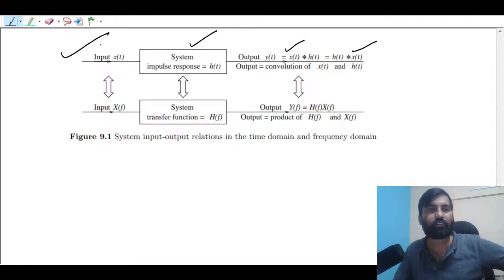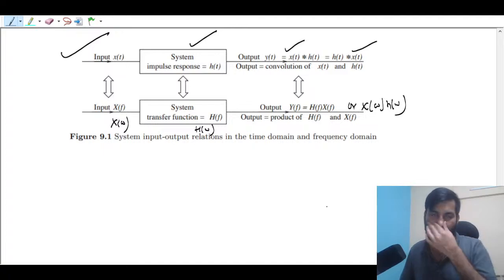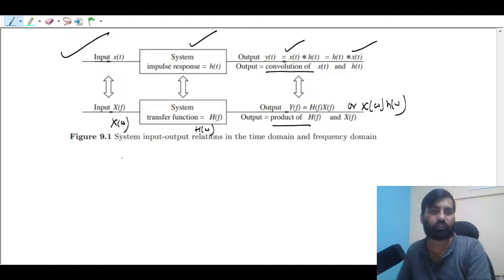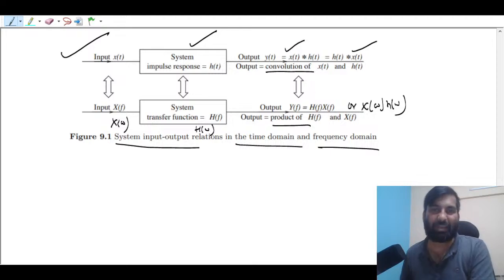Now if you take the Fourier transform of this, you can write X of omega and H of omega. So it is going to be X of omega times H of omega, the product of that. Here we call it convolution, here we call it product. So this is nothing but the system input-output relationship in the time domain as well as in the frequency domain. And then you can find the inverse Fourier transform.